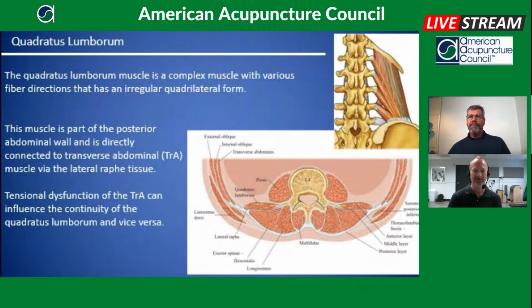All right. So the quadratus lumborum is a complex muscle with various fiber directions. And this is what's so interesting about this muscle, that it's not just one pancake of a muscle that's going to elevate the ilium or lower the 12th rib, which is the way that I was actually taught in the early 1980s, that it was an elevator of the ilium, which we really don't see very much at all anymore.